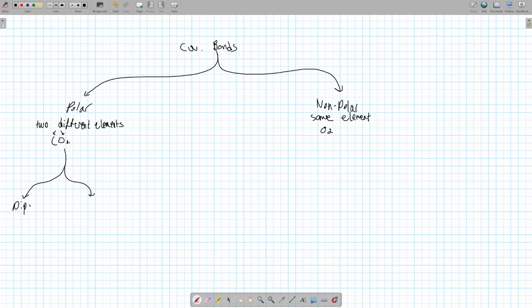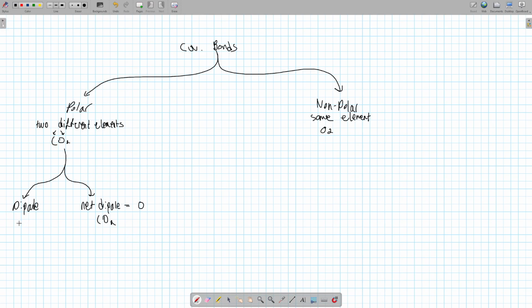Dipole and net dipole equals 0. Or something like this. It's called, one second, let me see it. It's called net dipole equals 0. What are you saying? For CO2, net dipole equals 0.